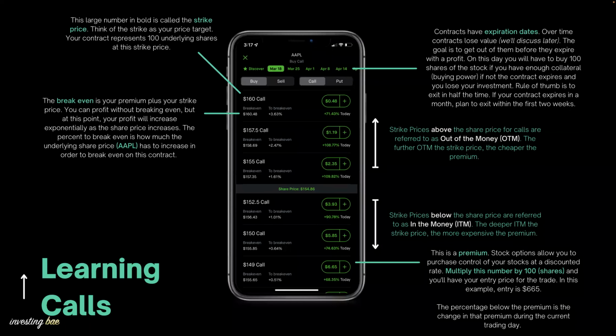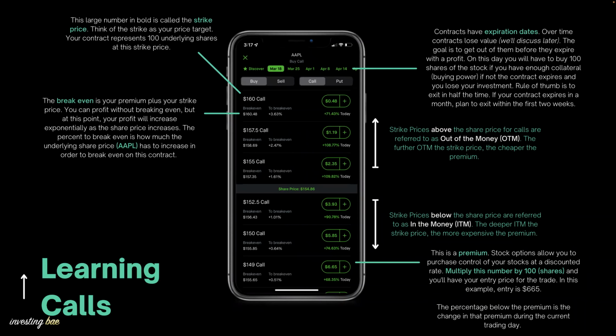You also have the right to do something called exercise. So if you want to exercise your contract, then you'd be purchasing 100 shares of Apple at $155 a share, right? But for our purposes, I just use it as a price target.